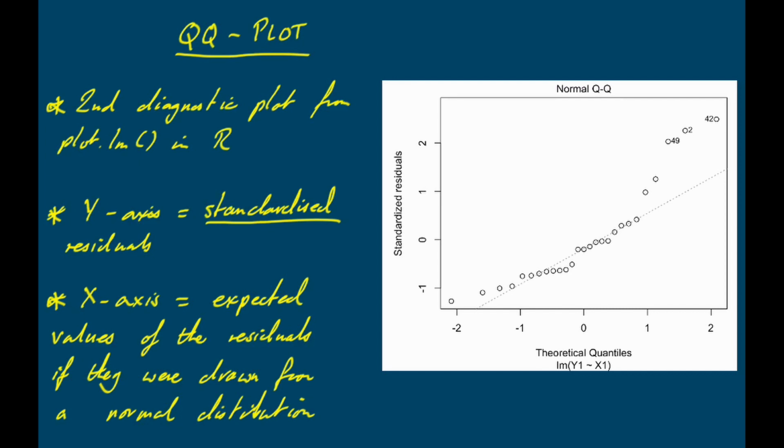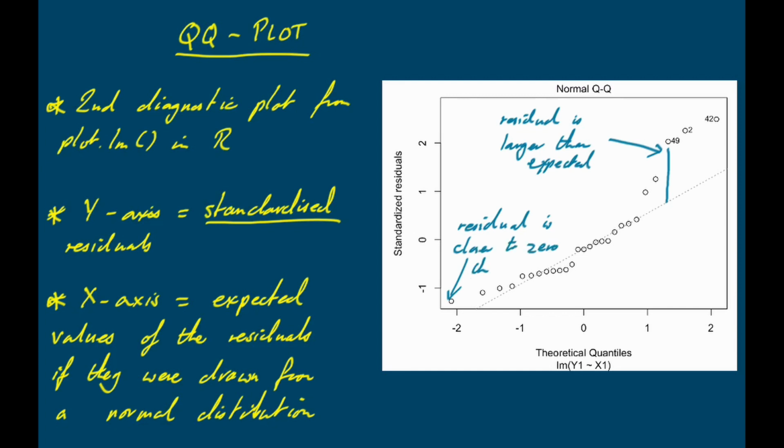You can see here in this plot that some of them don't. So this one here is an example where the residual is much larger than we would expect. And this one down here is an example where the residual is closer to 0 than expected. So we can look at this plot and we can see whether our residuals approximate to a normal distribution or if they don't. And if they don't, it can tell us how they deviate from that normal distribution.